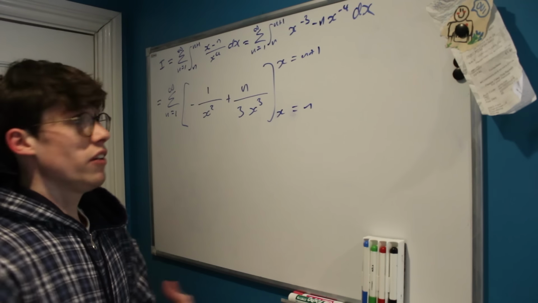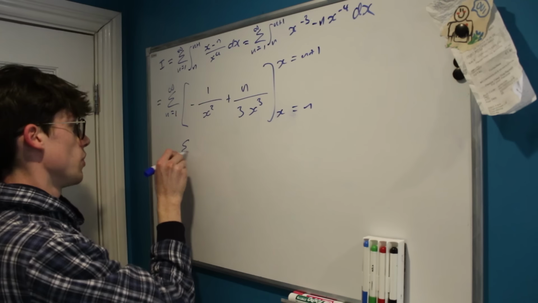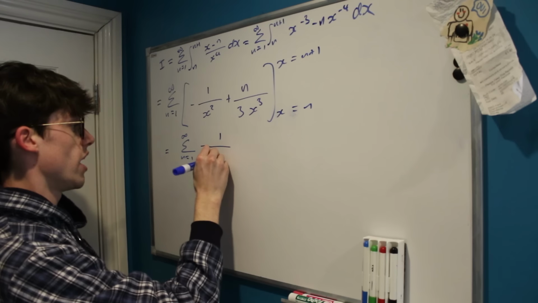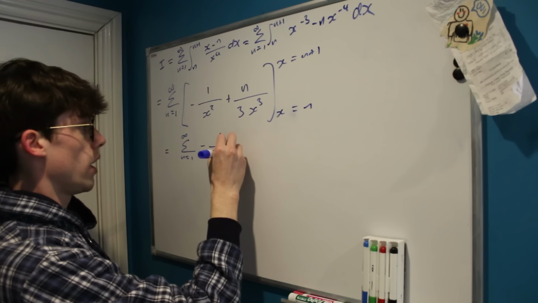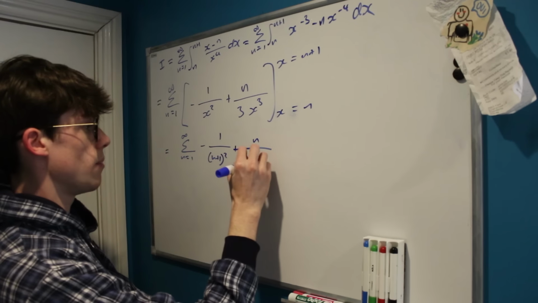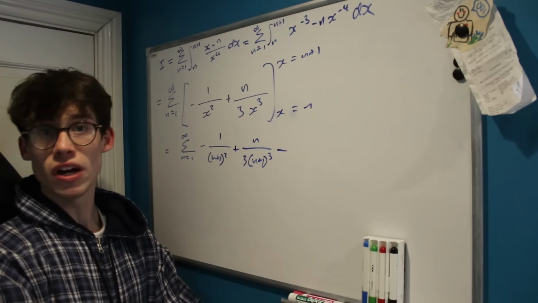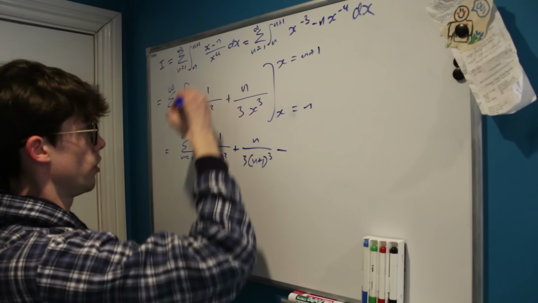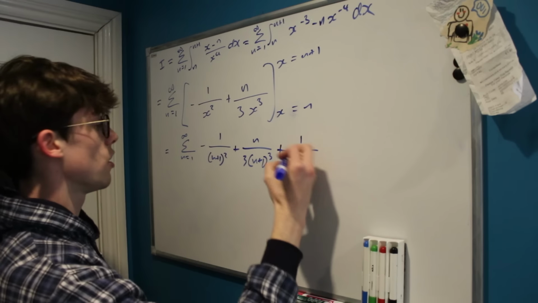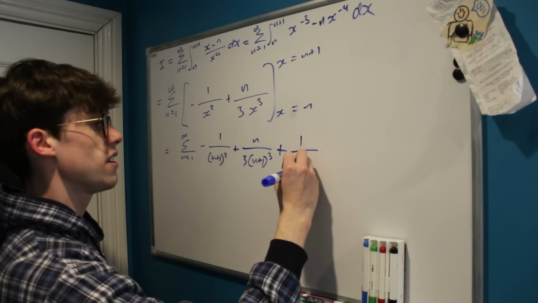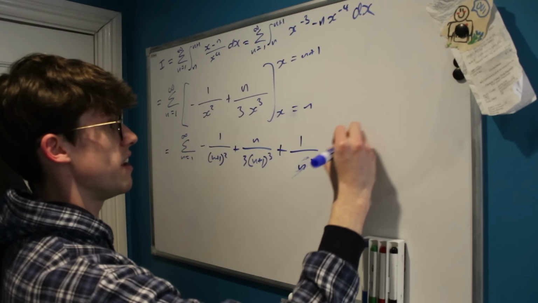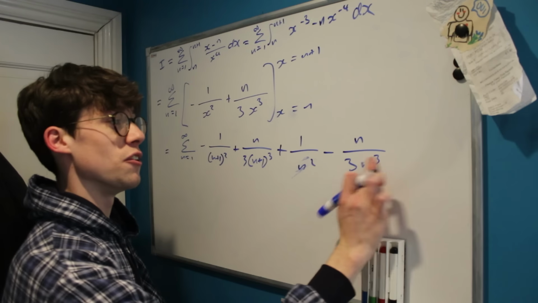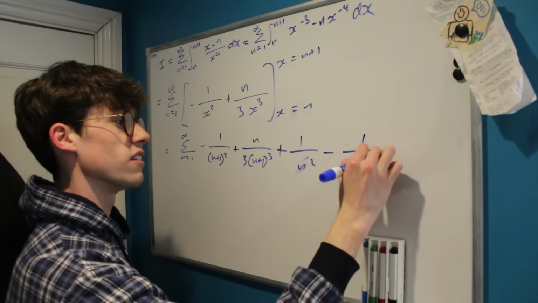So let's sub in our values. Let's sub in our upper and lower bounds. We're still summing from 1 to infinity. Our upper bound is negative 1 over (n plus 1) squared plus n over 3 times (n plus 1) cubed. And we have to subtract the value of the integral from our lower bound. And it's going to be subtracting negative 1 over x squared, which is the same as adding 1 over x squared, except of course now it's n. And then we're going to subtract n over 3n cubed. So the first thing you might be urging to do is that really nice cancellation there.